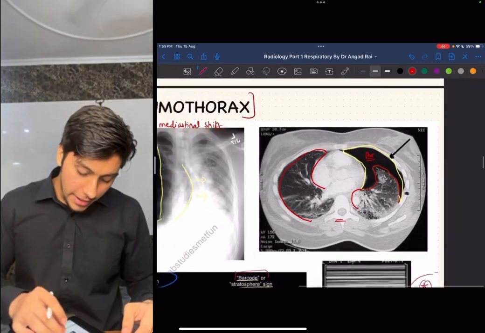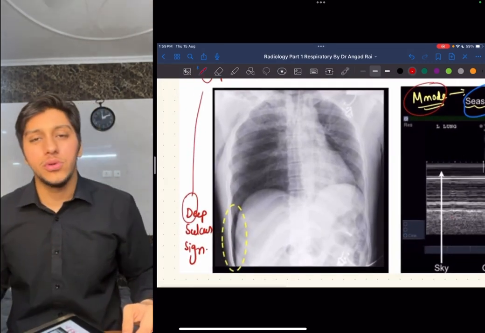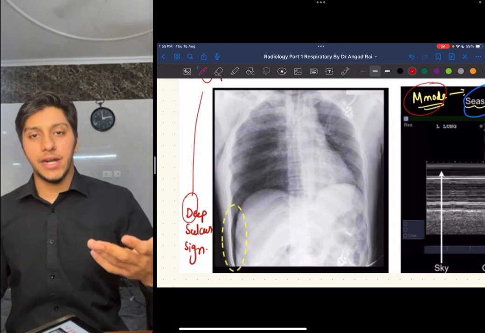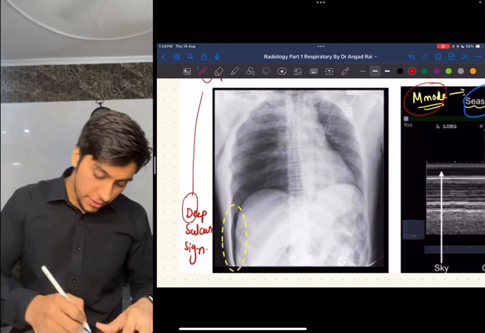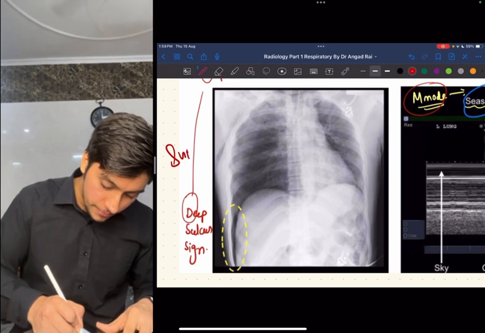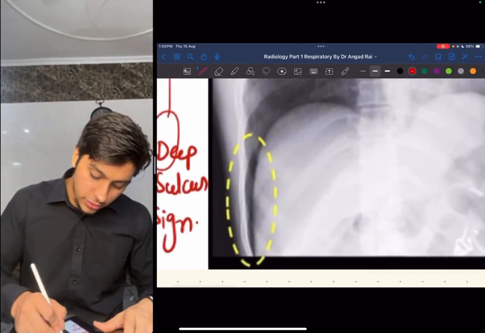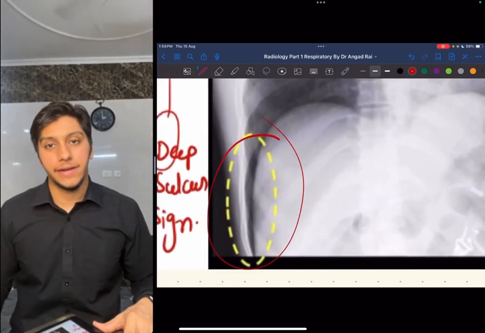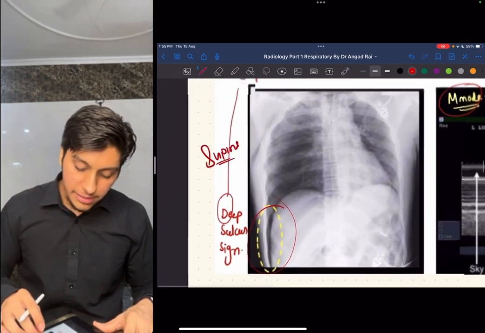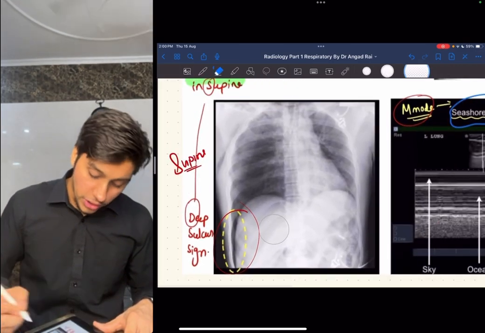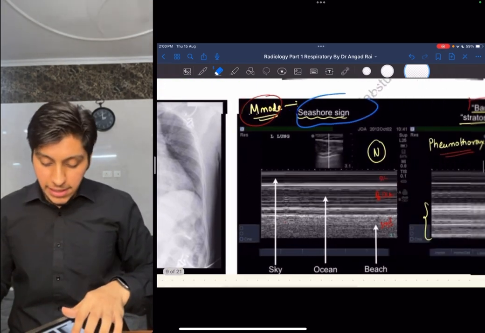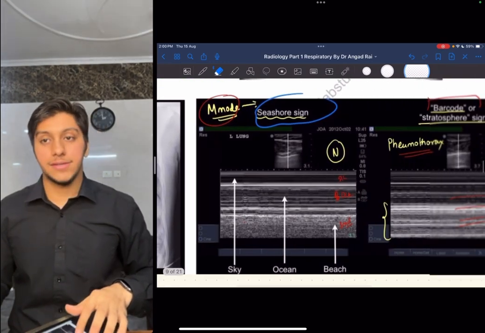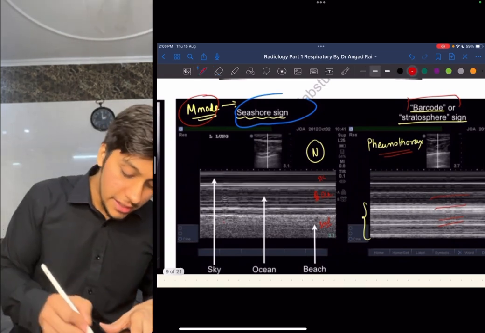Okay, guys. In this condition, if you have a patient with pneumothorax who can't stand up, then you do an X-ray in the supine position. So in a supine position, remember, you're going to have this deep sulcus. This is known as the deep sulcus sign in pneumothorax. Okay, deep sulcus sign in pneumothorax. Now if you want to confirm your diagnosis more, then you also do an ultrasound. See, guys, when you do an ultrasound of the thorax, usually you'll have this seashore sign.